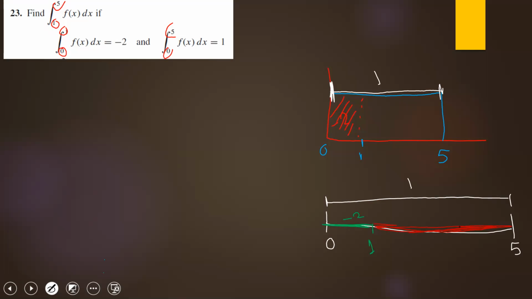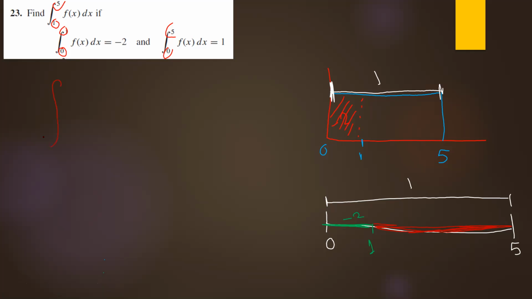How can we find it? Yes, grade 11, 12. How can we find the integration from 1 to 5 here? By finding the area? No. 1 minus -2. Exactly, 1 minus -2. Thank you. Why?